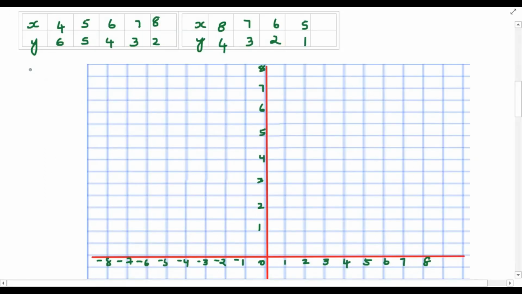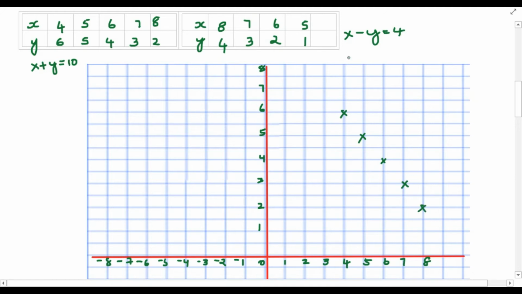So this is the table for the first equation, x plus y equal to 10, and this is the table for the second equation, x minus y equal to 4. Now we will plot the points. When x is 4, y is 6, so the point will come here. When x is 5, y will also be 5. When x is 6, y is 4. When x is 7, value of y is 3. And when x is 8, value of y is 2.